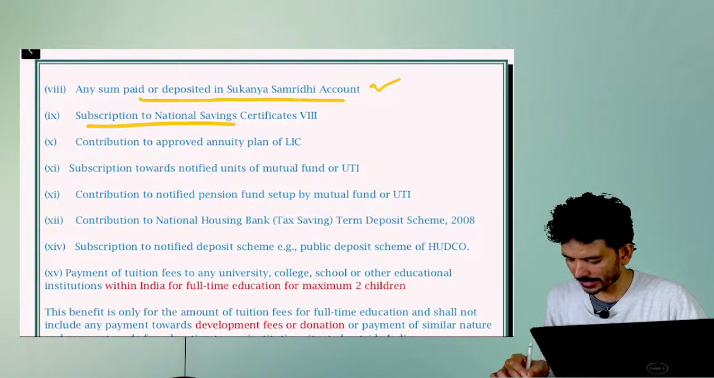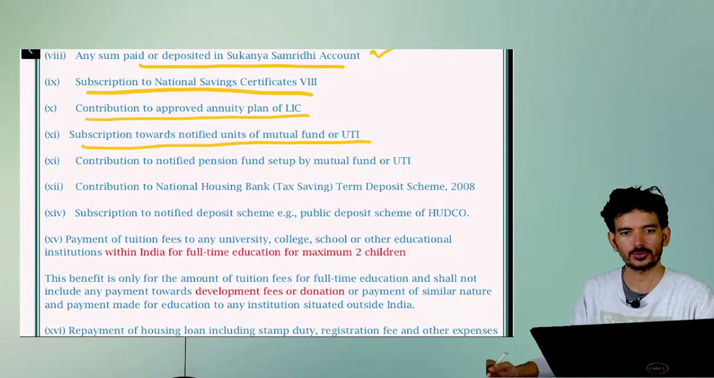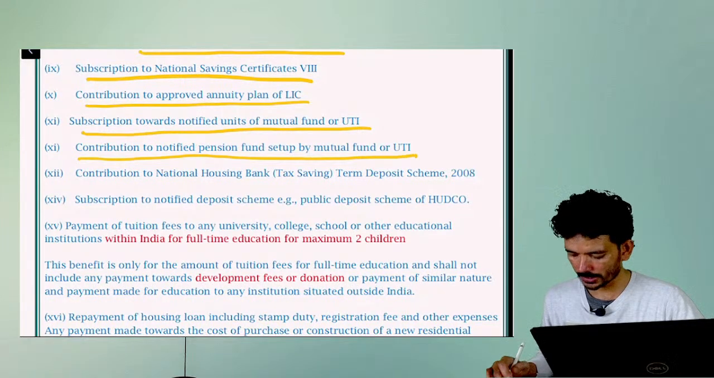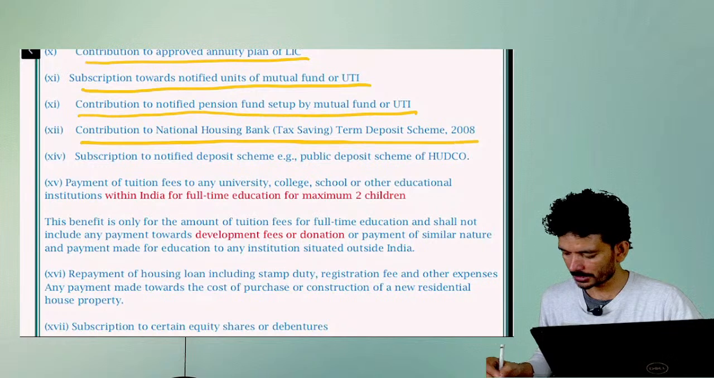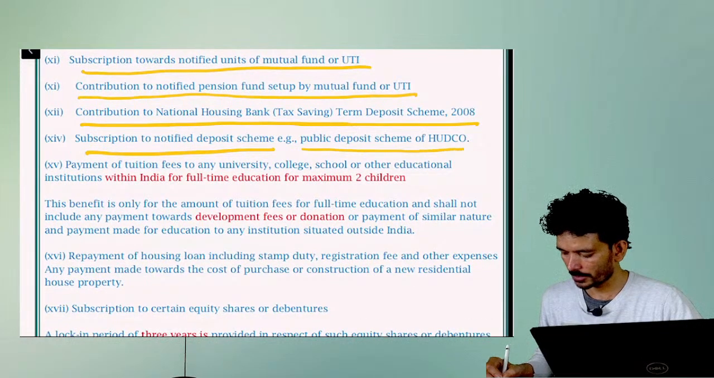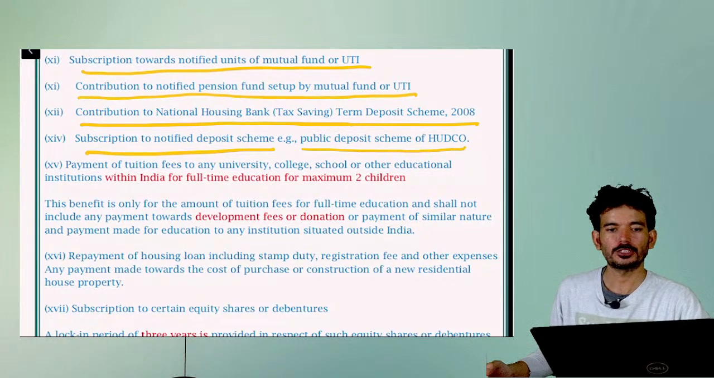And subscription to National Savings Certificate 8, contribution to annuity plans of LIC, subscription towards notified units of mutual funds. So mutual funds or UTI funds you can invest. Contribution to notified pension funds set up by the mutual fund or UTI. Contribution to National Housing Bank tax saving term deposit, subscription to notified deposit schemes like public deposit schemes of HUDCO. So that was one of the notified deposit by the government.